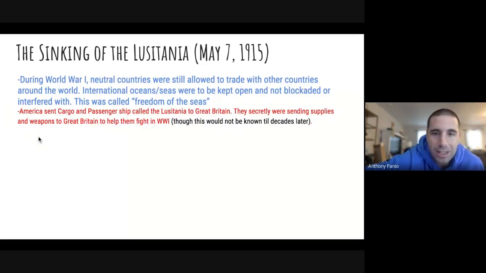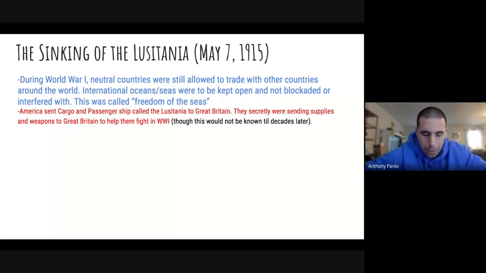So America is going to send a cargo and a passenger ship. It's a ship that has not only people traveling from America to Great Britain, but it also has supplies. Very often when you go on a plane, at the bottom of the plane you will have cargo, stuff that's being shipped and traded from person to person. Could be Amazon packages, could be FedEx packages. So boats back then used to work the same way. America sent a cargo and a passenger ship, and it was called the Lusitania. It is very similar looking to the Titanic, if you've ever seen pictures of it.